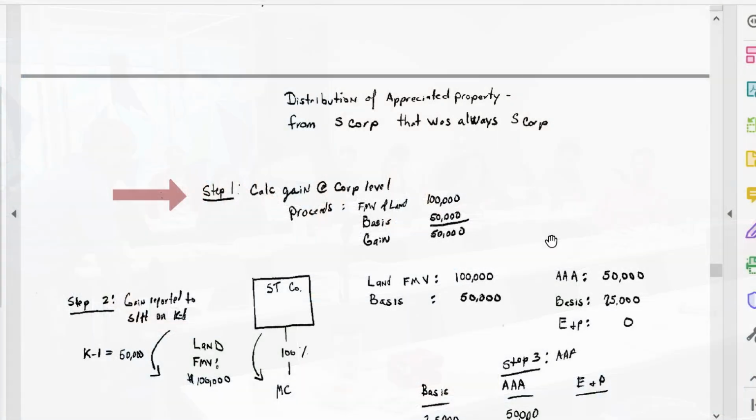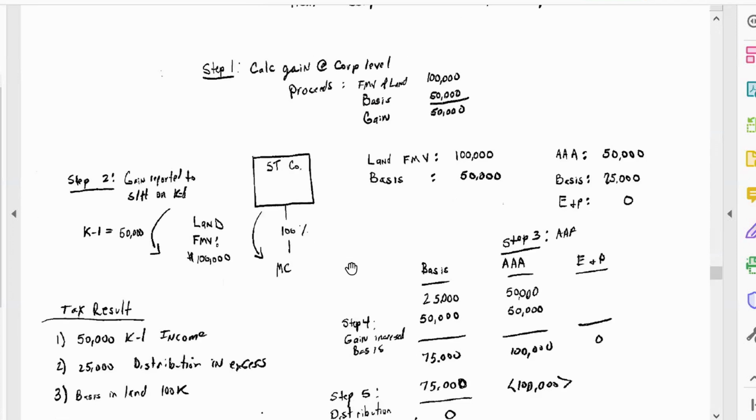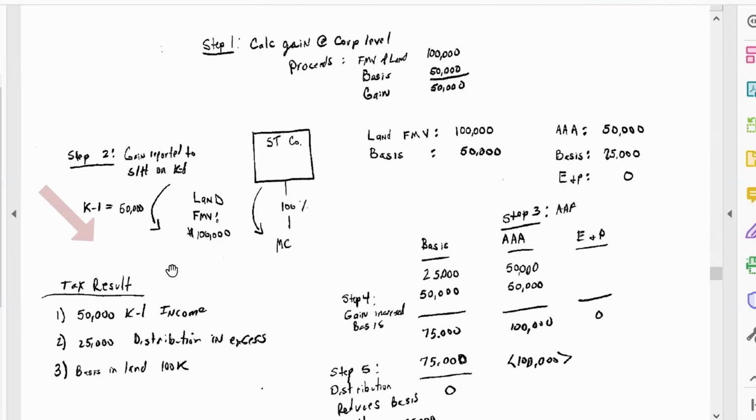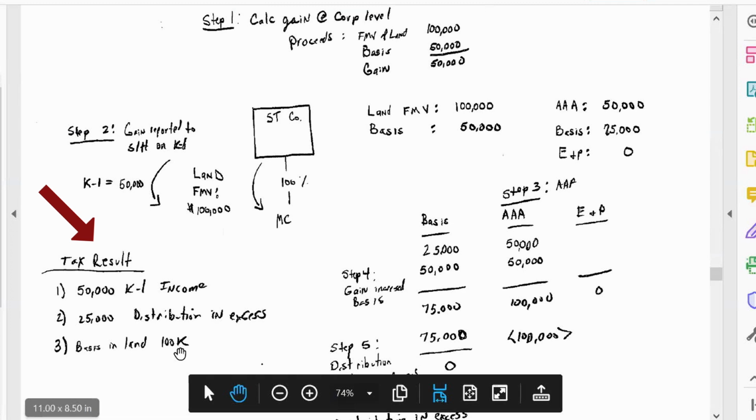Step 1, calc gain at the entity level. That feels like what we did before, right? I had to start with my 311B analysis. Step 2, gain, what's that saying? Reported to shareholder on K1. That feels okay. Land fair market value. Tax result, K1 of 50, 25,000 distribution excess, basis in land 1,000.